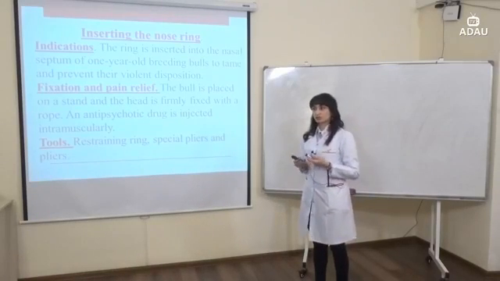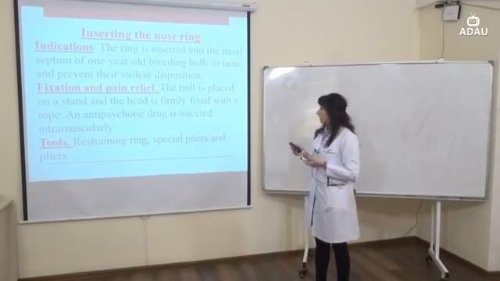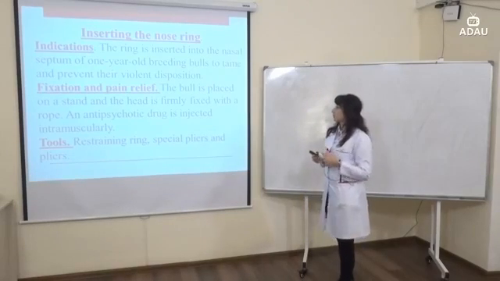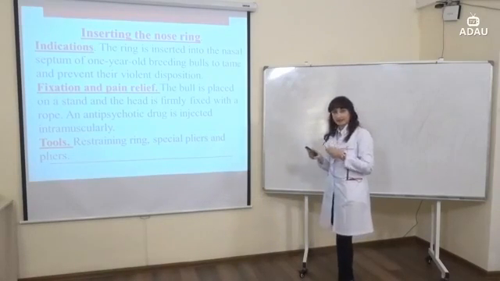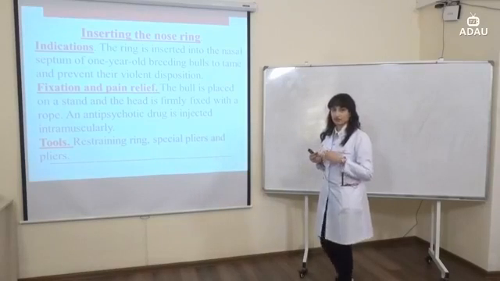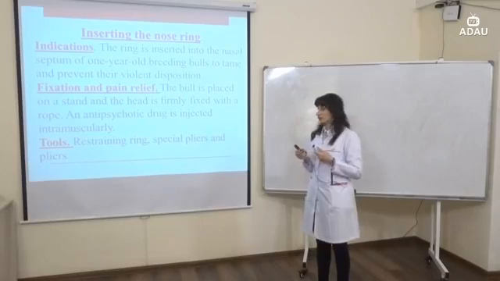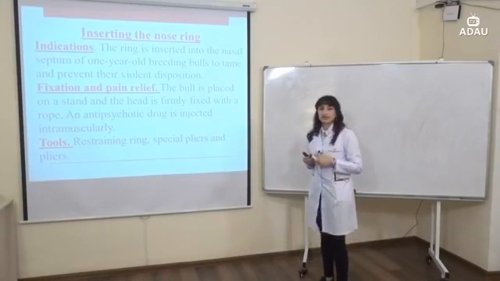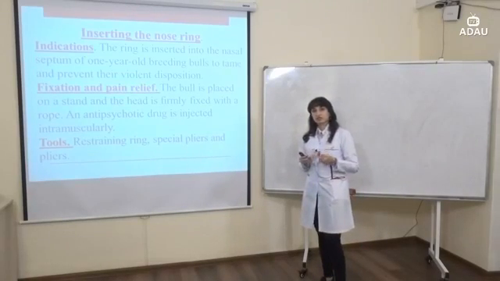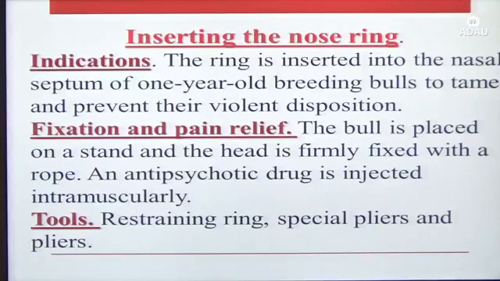How should we use this anesthesia, and which anesthesia should we use? The animal is placed on a stand and the head firmly fixed in the machine, and we should keep the head very firmly. We use an antipsychotic drug, maybe, for example, novocaine, maybe chloral hydrate, injected intramuscularly.